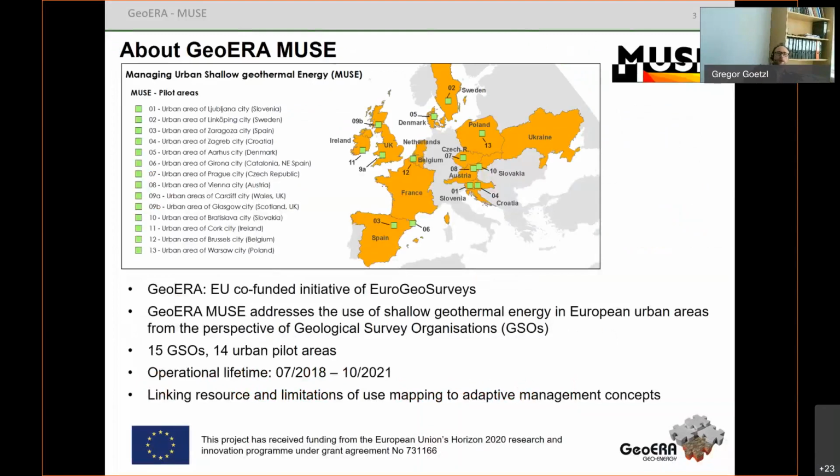Just before we start, a short word about one of the organizers, the MUSE project. For those who are not familiar with this project, GeoArrow is a co-funded initiative of EuroGeo Service of the European Geological Survey Organizations inside the European AeroNet program. We started in July 2018, and most GeoArrow projects like MUSE, one of them, will end in autumn this year.